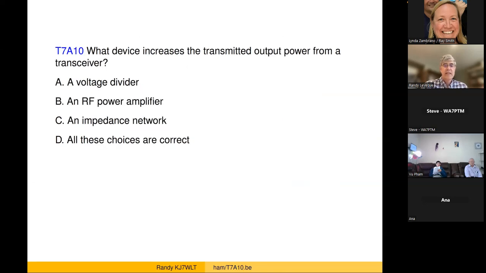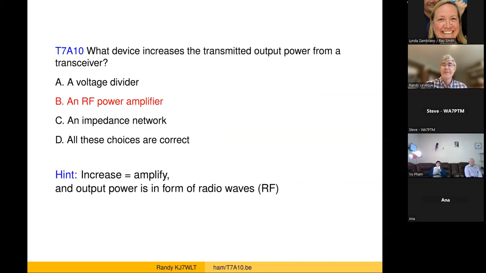Okay, so what device increases the transmitted output power from a transceiver? So if you're trying to increase the power, then you want to use an amplifier. So to increase the power is the same as to amplify the power. And in this case, the power output is in the form of radio waves at radio frequencies. So that's what the RF stands for here. So an RF power amplifier is amplifying or increasing the power of the radio waves that you're generating.